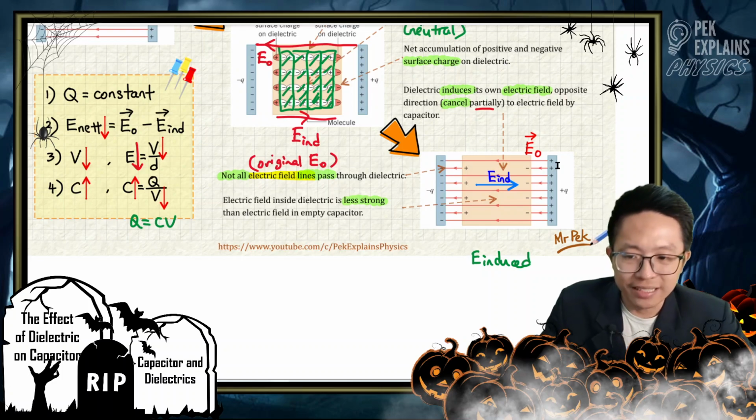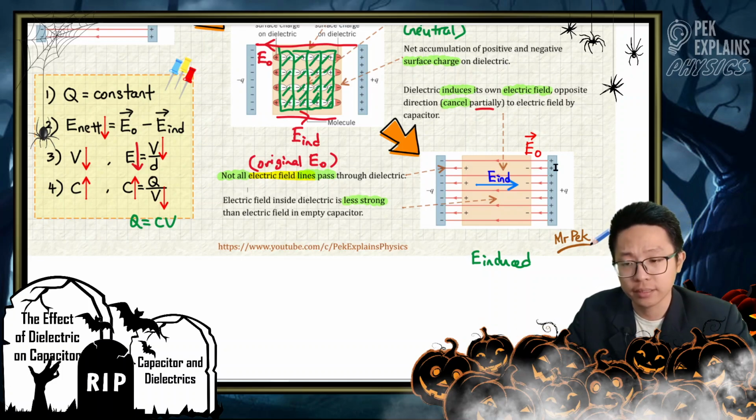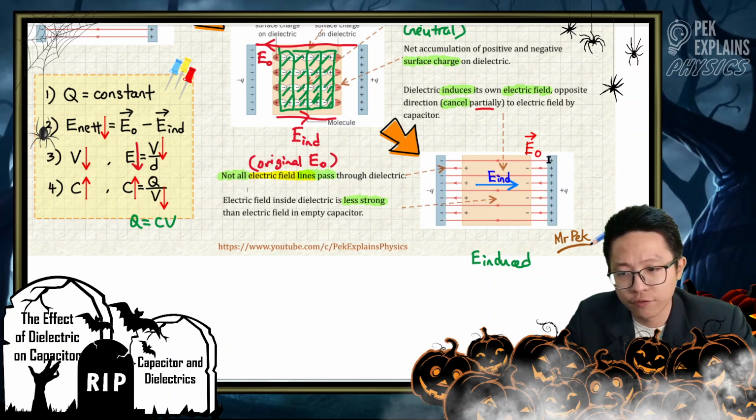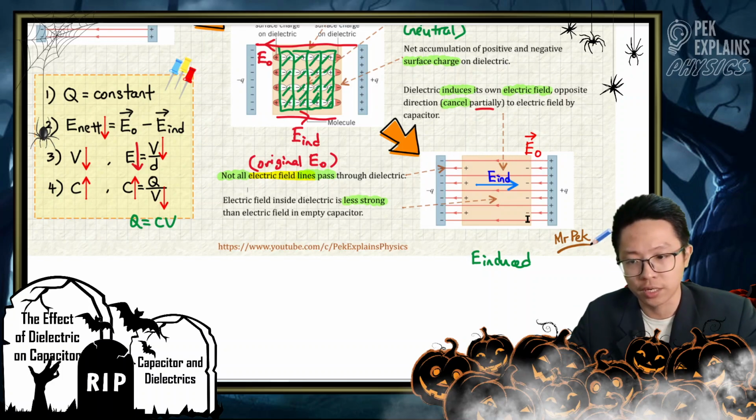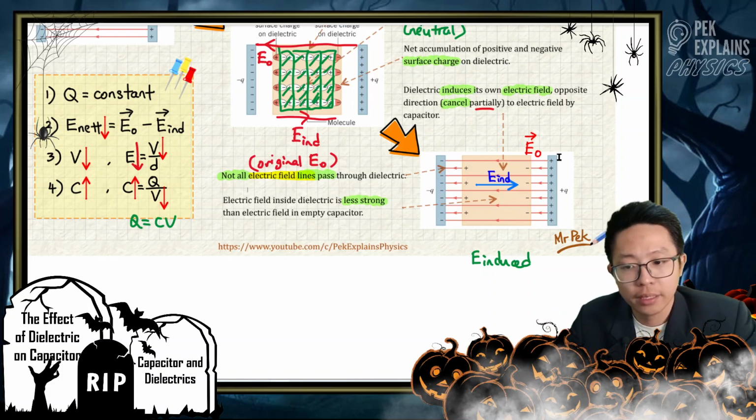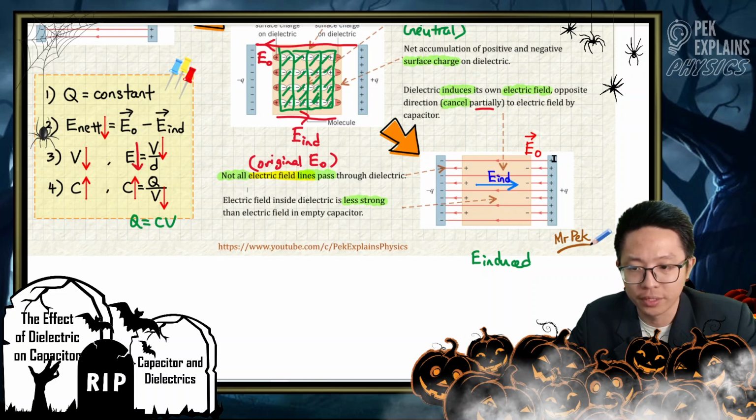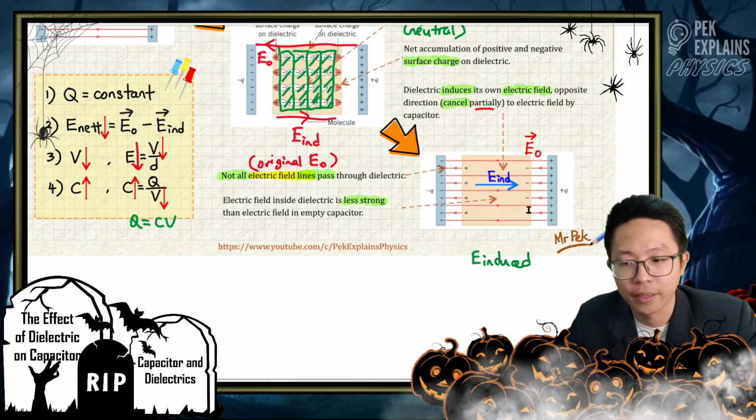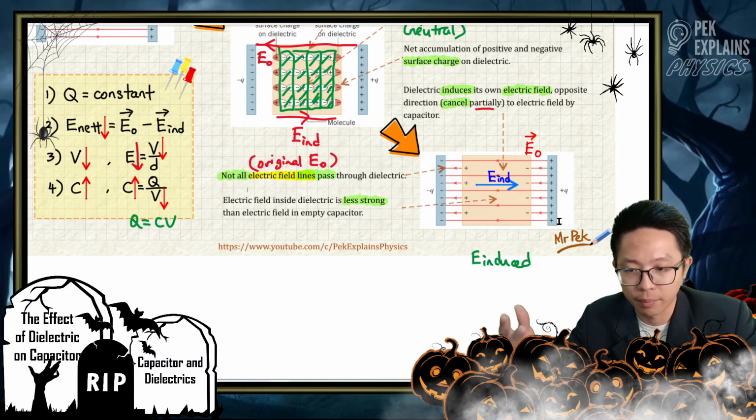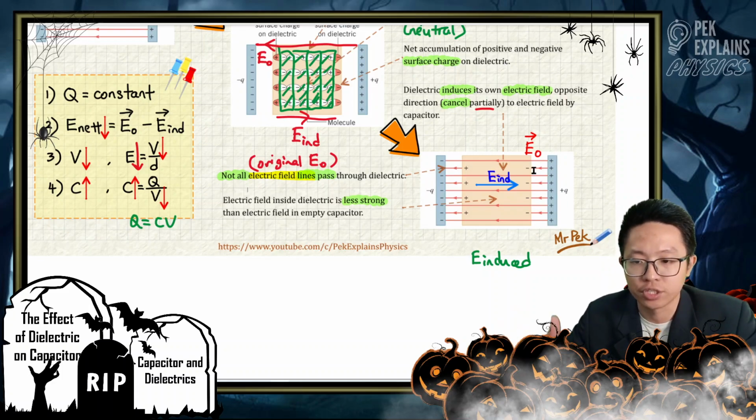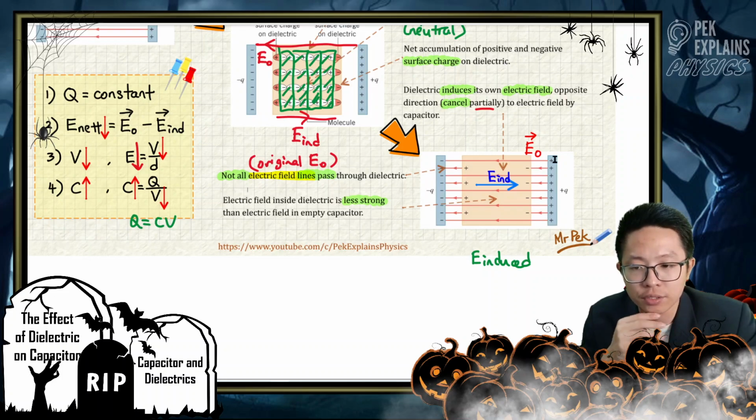Let's assume one charge gives out one electric field line. The first line can pass through the dielectric because there is no surface charge there. In fact, we can say the charge density of the capacitor plates is much higher than the charge density of the surface charge on the dielectric. The plates have so many charges, but the dielectric has so few surface charges.